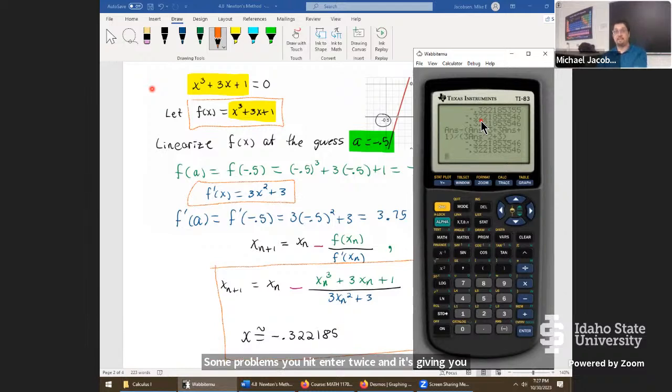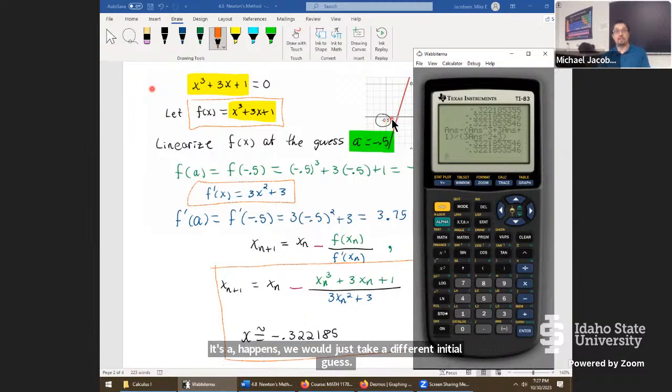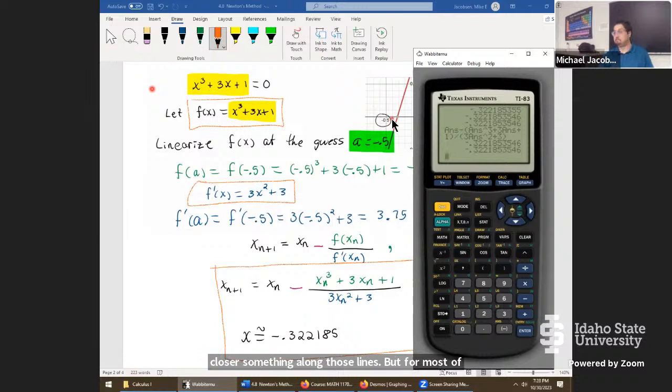I think that's a little bit rare. But if your derivative is close to 0, it could take 50 times, thousands of times. It could take a while to get to the actual solution. If that ever happens, we would just take a different initial guess. Maybe negative 0.25 is too far away. We need to move closer, something along those lines. But for most of these problems, just a few clicks should get you right where you need to be.